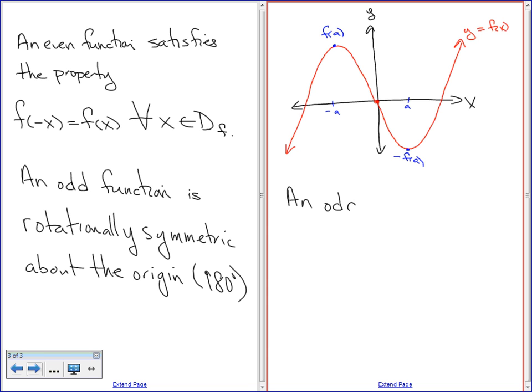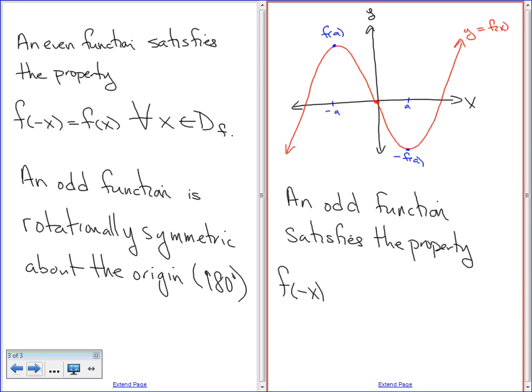An odd function satisfies the property. If I take negative x and substitute it into the original function, and then I simplify, and the answer works out to be the negative of the original function for all x that exists in the domain of f, then you can say that the function is odd. Okay.